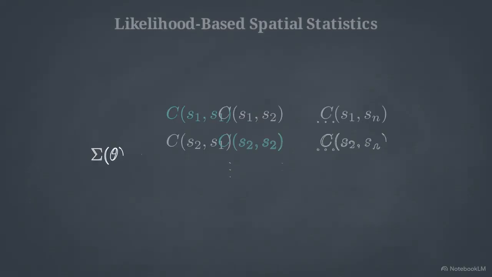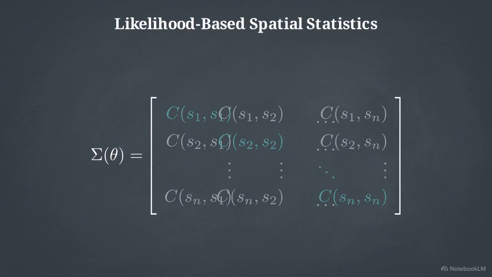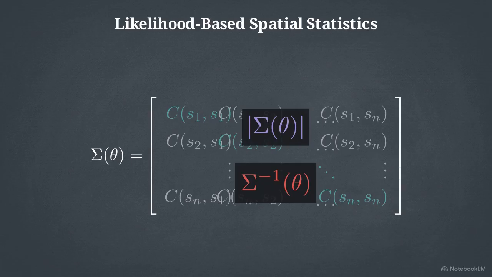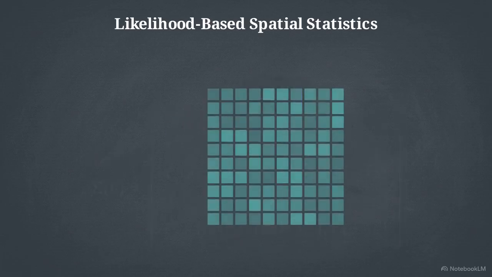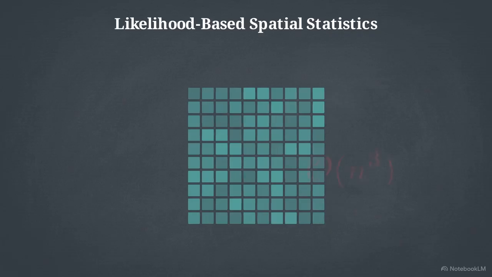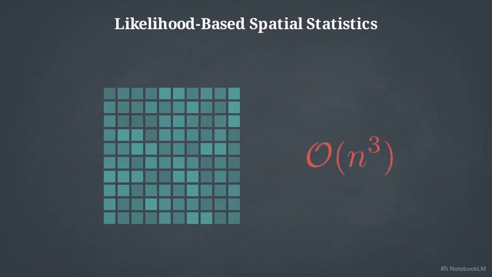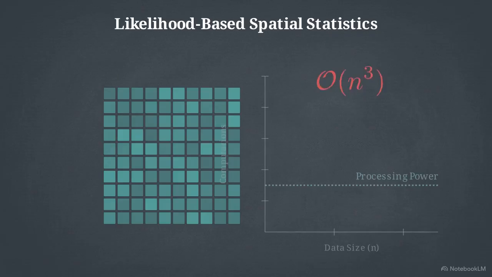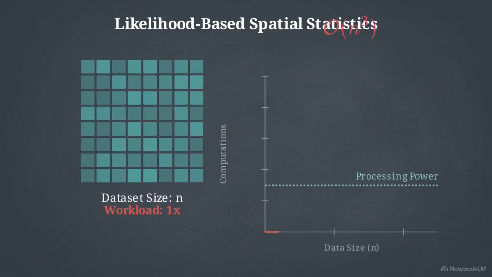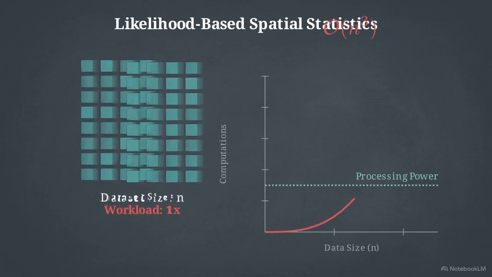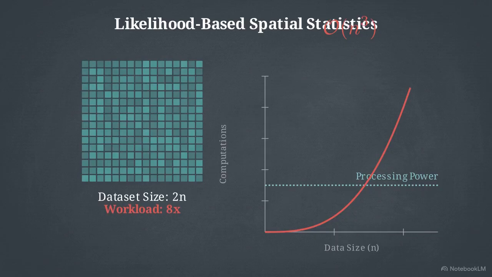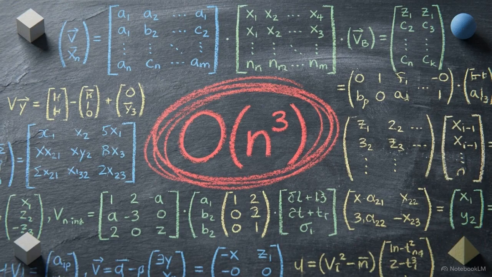This is the covariance matrix, sigma of theta. We must calculate its determinant and inverse. Because spatial data assumes correlation between all points, the matrix is dense. This inversion is an O of n cubed operation. As data grows, the workload increases cubically, outstripping available processing power. To use likelihood methods on modern datasets, we have to engineer a way around this parameter bias and the cubic scaling of the matrix calculations.